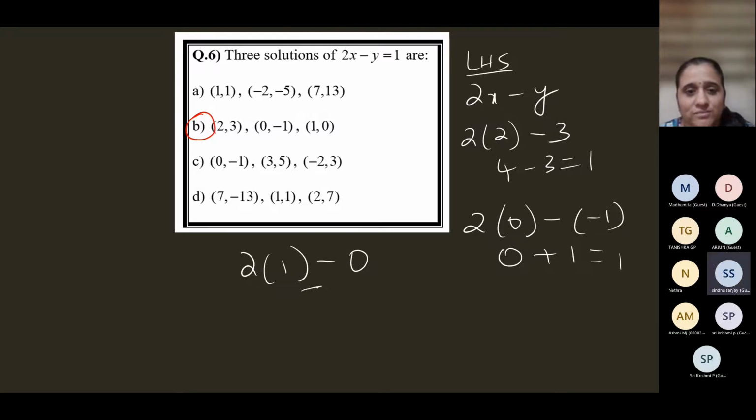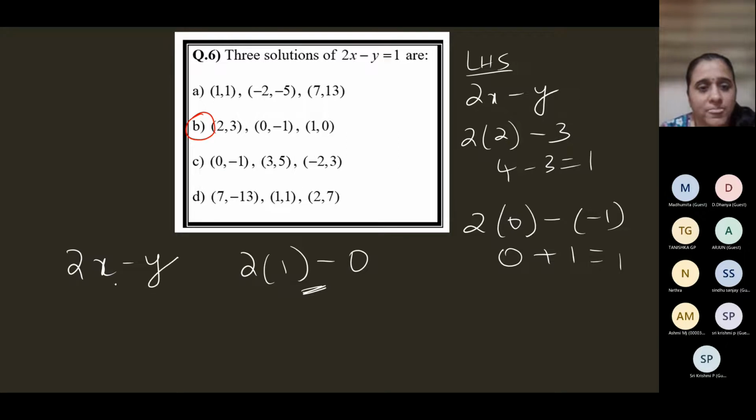Ma'am, I got the answer. Option A, ma'am. One minute, children. The third point in option B is 1 comma 0. See here, 2x minus y, 2 into 1 minus 0 is 2, right? But the RHS is 1. So is B the correct option, children? No, right?